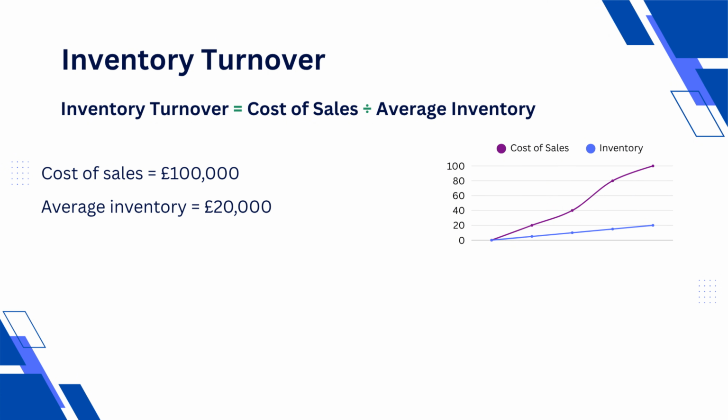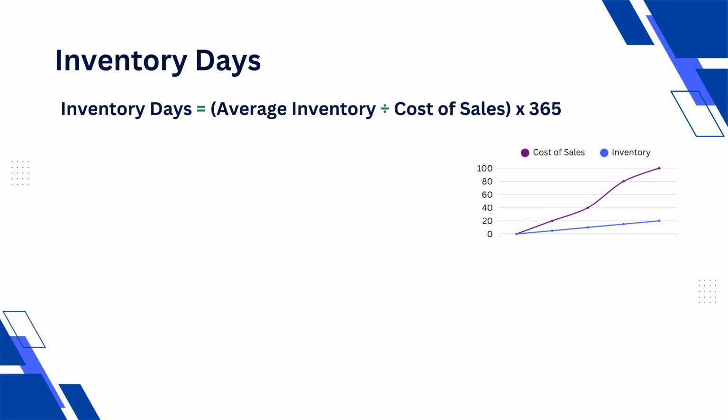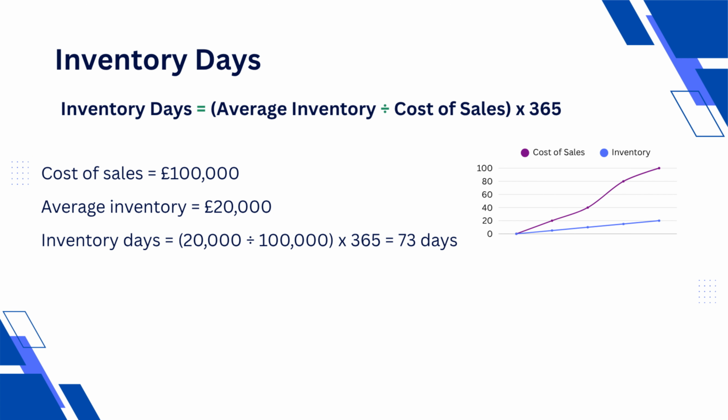Higher is better: stock moves quickly. Lower means a problem, slow-moving or obsolete stock. The inventory days formula is average inventory divided by cost of sales, multiplied by 365 days. Example: 20,000 divided by 100,000, multiplied by 365 days, equals 73 days. It takes 73 days to sell inventory.